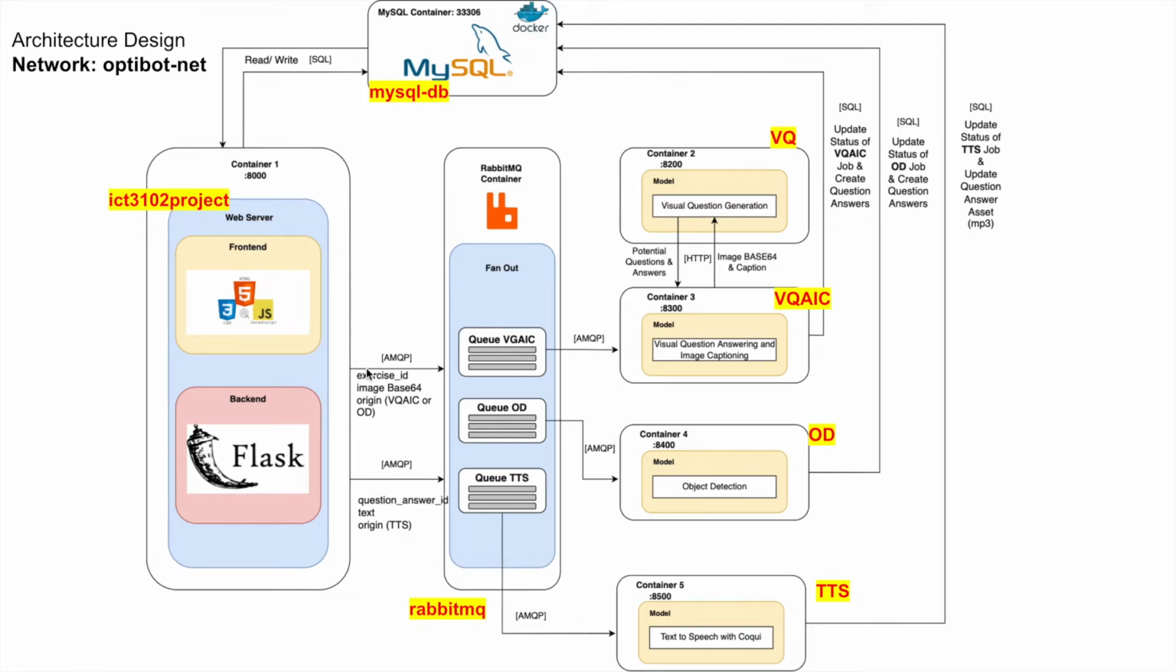When the user clicks on the button, you'll send jobs to a RabbitMQ message broker, which contains 3 different queues for the different ML pipelines. So the first pipeline or model we have is text-to-speech, where we take in a text and generate an audio file and send it to the MySQL container. Next up, we have object detection, which works the same way. And lastly, we have a bundle of 2 different models working together.